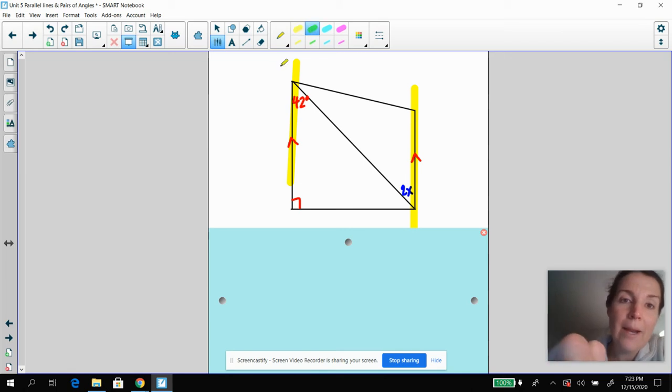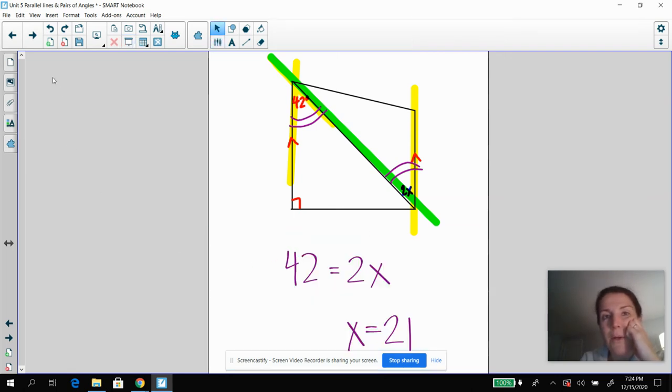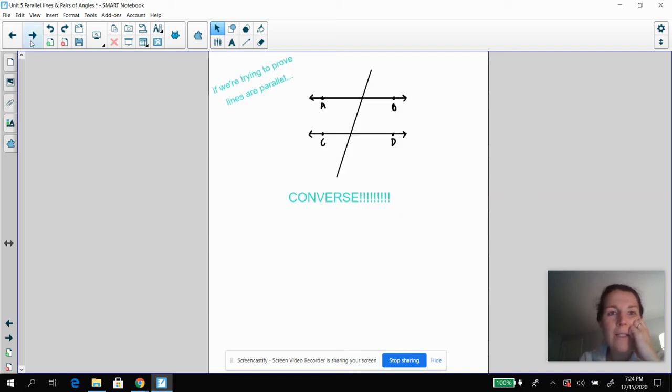And then here is my nice little transversal. I'm going to color it in green. The green responds. Nice. And so look, do you have anything that makes a Z? You do. So you've got nice little alternate interior angles. AIP makes a Z. So hopefully you figured out that 2x equals 42, and you were able to solve this out. And you got that x equals 21. Good job. All right, on to the next one.